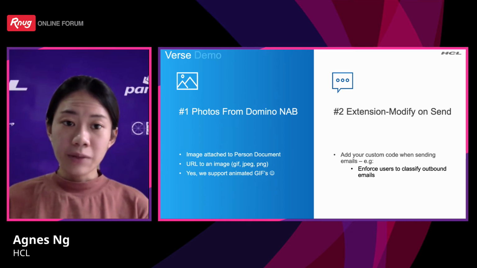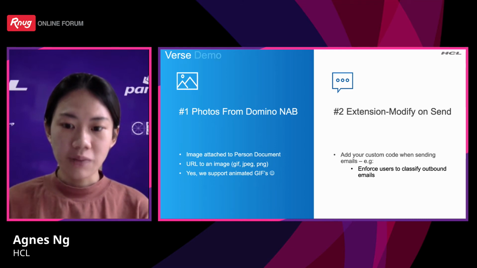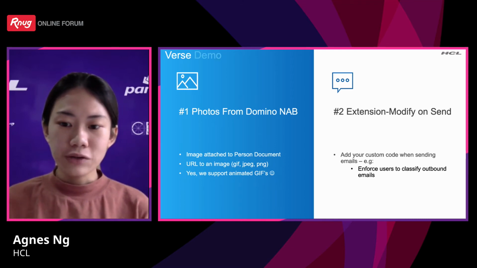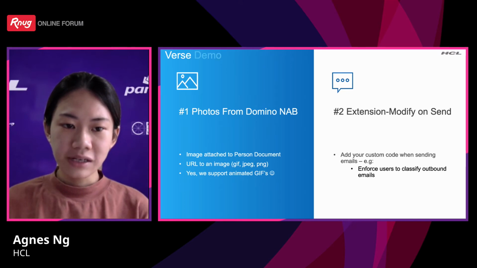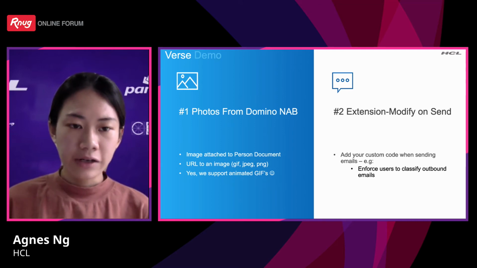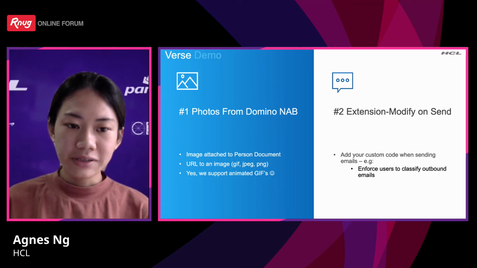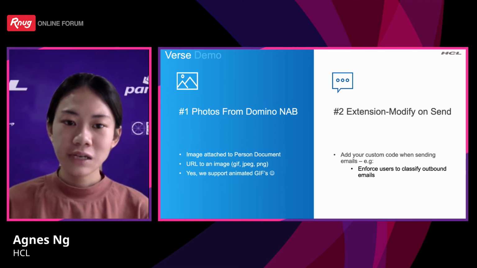But this is not enough for our customers, and that's why we are taking a step forward to support photos from Domino NAB. Now you can attach the photos directly. If you have an image attached to your person document, or if you already have a photo URL in your NSF, it can now be used as your profile icon in Verse. And yes, we also support animated GIF, which I'm going to show in the demo too.